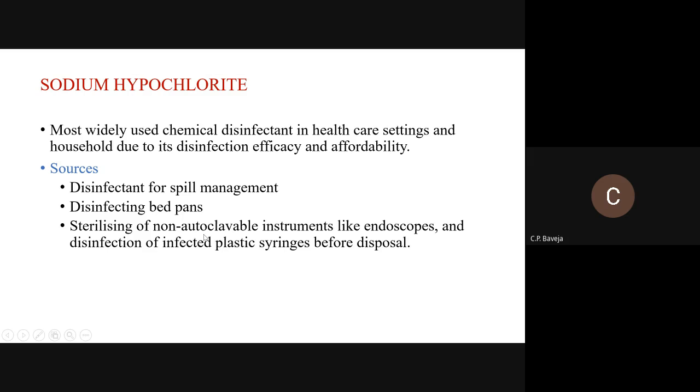Again, non-autoclavable means non-heating, because autoclave is a heated type of sterilization. Autoclave is an instrument in which heat is used. So for instruments which cannot use heat as a sterilization process, like endoscopes, it can be used. And for disinfection of infected plastic syringes before disposal. If you want to dispose of plastic syringes, hypochlorite solution can be used.